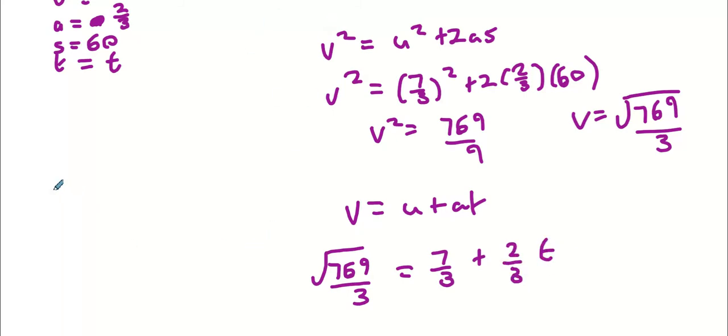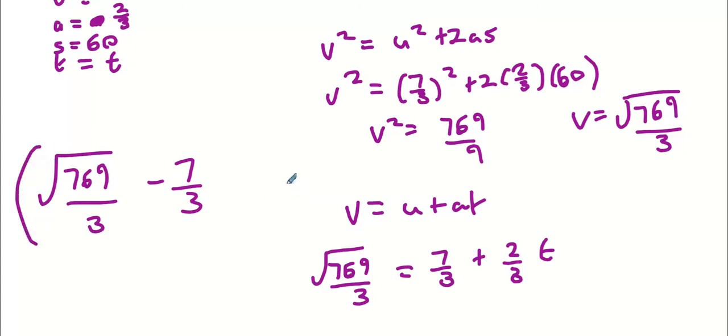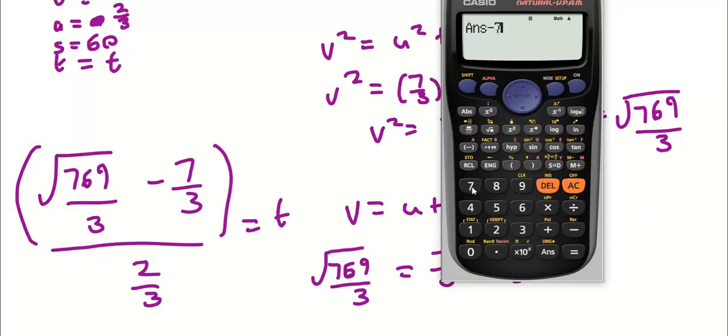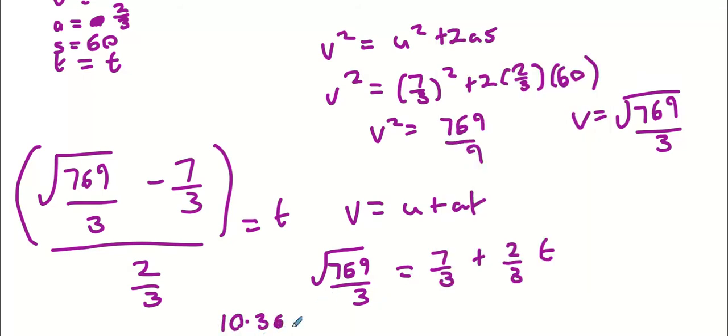So it's going to be the square root of 769 over 3, take away 7 over 3. And once you do that, you then got to divide by 2/3. And that will give you your t value all day long. So this number, take away 7 over 3. Divide your answer by 2 over 3. A t value of 10.365. So 10.365 equals t.